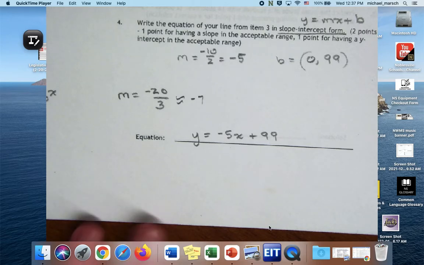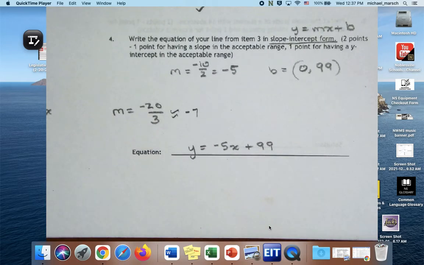Any questions about this first page of the study guide? Because your quiz is going to be extremely similar to this tomorrow.